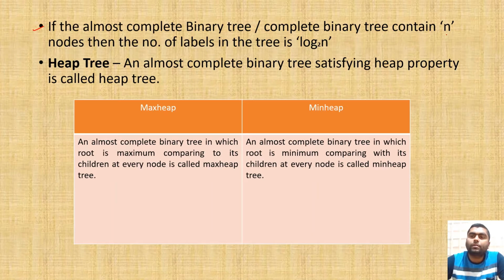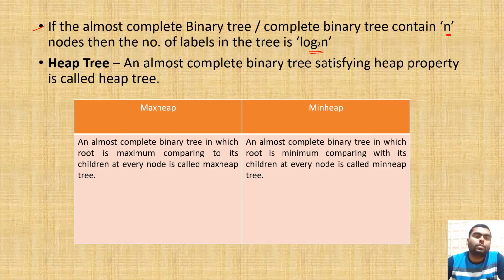then the number of levels in it will be log n, always log n. This is an important property of an almost complete binary tree or complete binary tree. If there are n nodes, then log n levels. I derived this as well, so you can refer to the binary trees video.